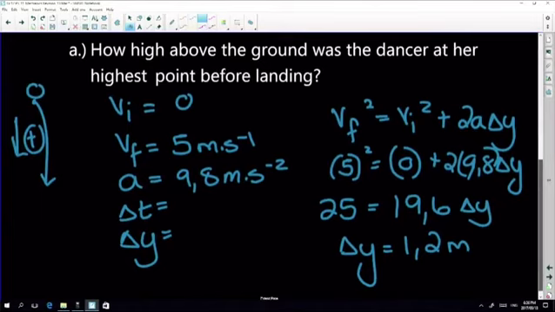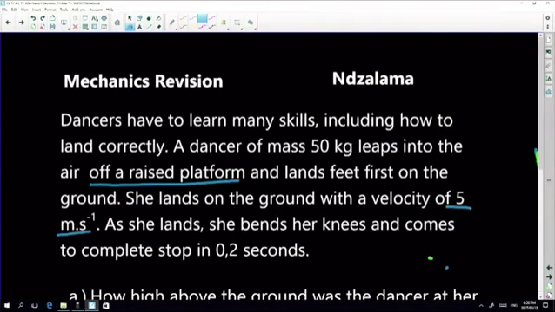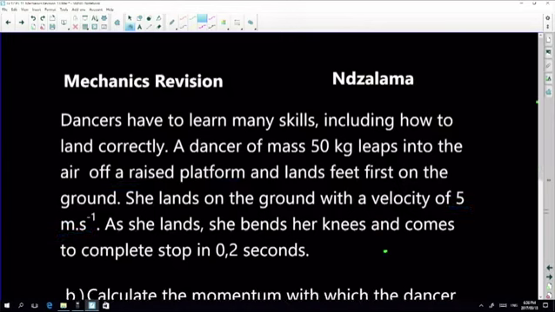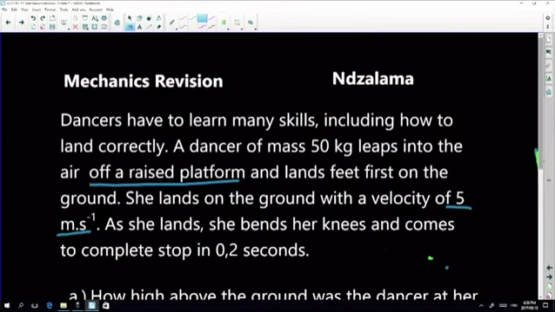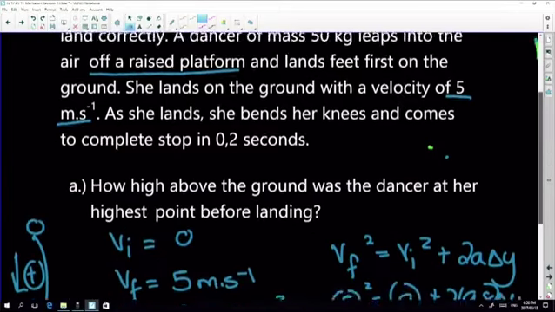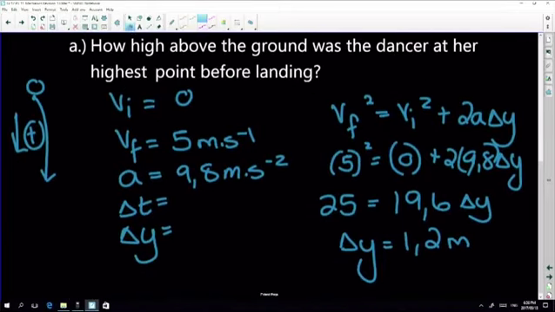Now I'm just going to use another color pen. If I chose up as positive, then I would have put a minus there as well, and my final answer here would have been negative. That's the only thing I would have changed if I had chosen up as my positive direction.